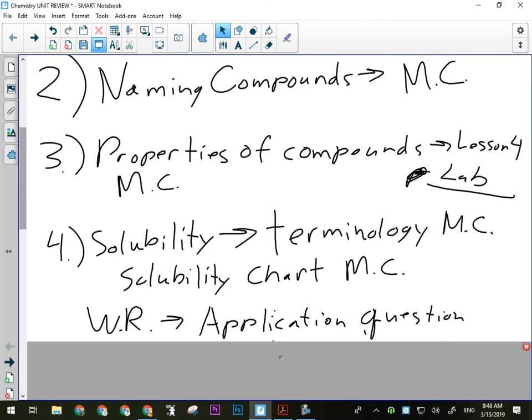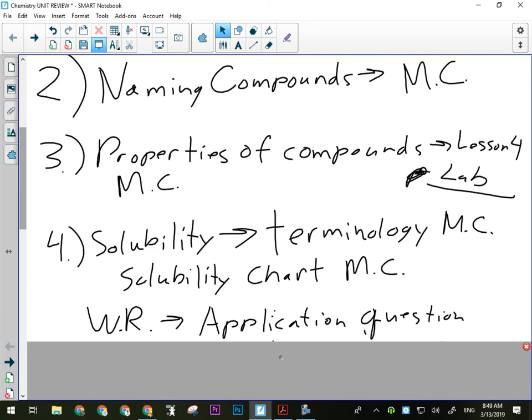All I'm going to tell you is it's going to be a contextual question. I'm not going to give you an example of the context. I'm just going to tell you it's going to be a practical situation that you're going to have to apply your knowledge to. That question will also involve your knowledge of reaction types, so it's going to combine your knowledge of reaction types and solubility.